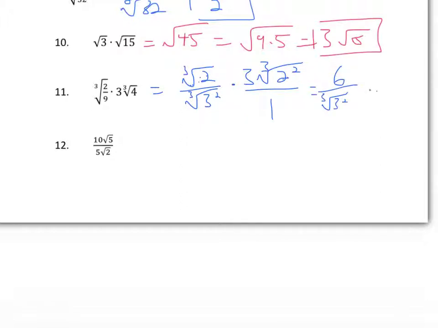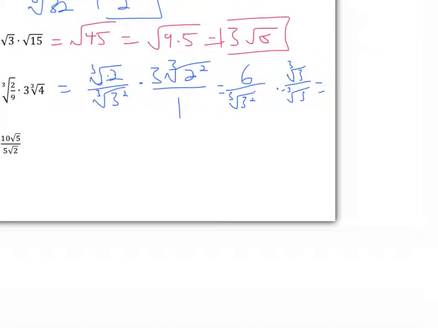To rationalize that, you just got to multiply top and bottom by a cube root of 3. And we'll be left with the 6 times the cube root of 3 over 3, which is 2 cube root of 3. That's the final.